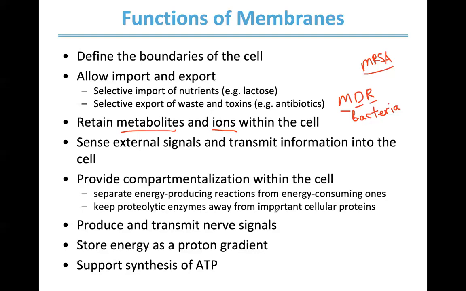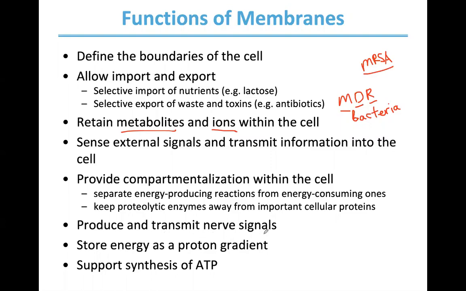Also, proteolytic enzymes are kept away from important cellular proteins, right? We have lots of proteolytic enzymes and they're important. Otherwise you will not be able to recycle and degrade proteins which are present in large excess or no longer necessary for the cell. So you need these proteolytic enzymes, but on the other hand, you don't want them to start chopping up everything inside the cell. In fact, the release of proteolytic enzymes is one of the characteristics of apoptosis, when cell constituents are starting to be degraded by the proteolytic enzymes. But that's controlled.